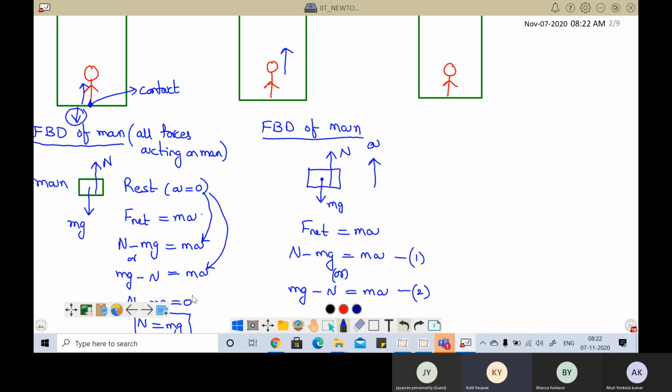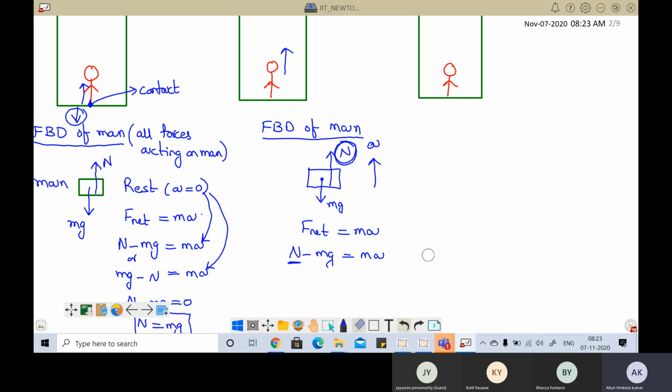Sir, I think the first one, N minus mg is ma, because the acceleration is directed upwards. Correct. So when the acceleration is upward, this force must be greater, then only it will move upwards. Correct or not? So therefore, first we should write the higher force. That is N minus mg equal to ma. This one we should not write. We should write like this only.